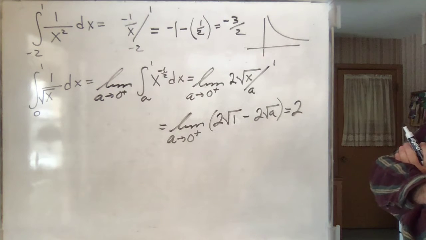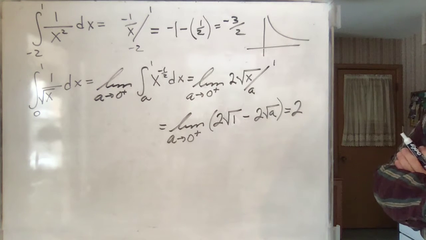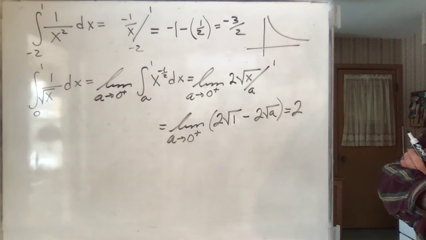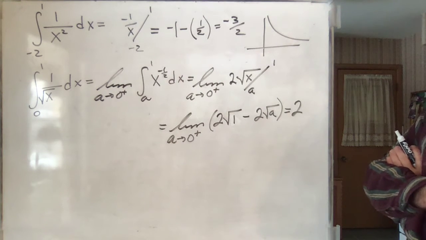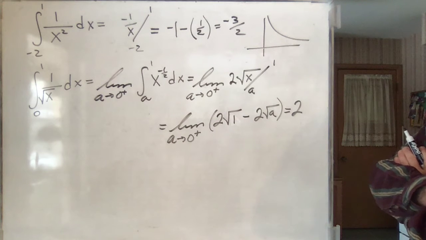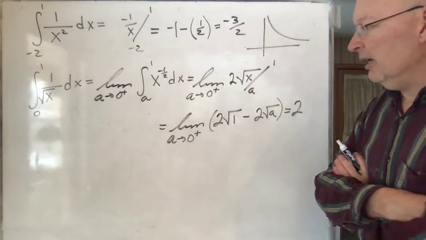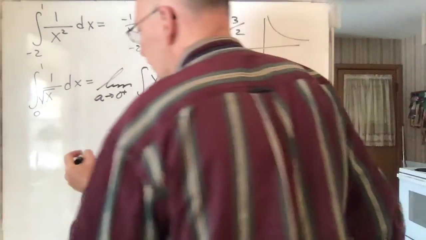Why did this one converge, and why did it converge to 2? Okay, and again, I challenge you, turn off the video and try to think about it on your own. See if you can figure out both of those answers. Why could we have expected this one to converge, and why could we have expected it to converge to 2? Okay, I'm going to answer them right now, so as I say, I'll challenge you to try to figure them out on your own.